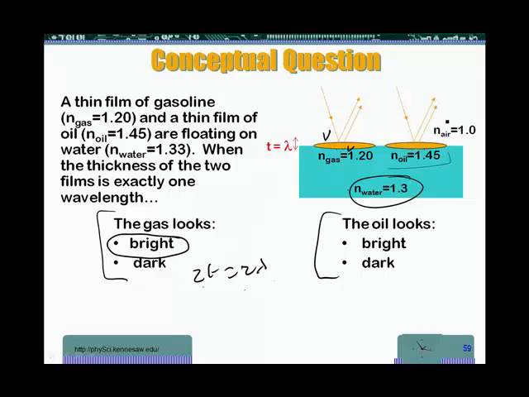Now, in the case of the oil, we have a phase change here, but we go from a high to a lower index of refraction when we move from oil to water, so no phase change here. So twice t is equal to 2 lambda, but in this case, we have a phase change for one of them, but not for the other. So this condition is the condition for destructive interference. So my oil patch is going to look dark.